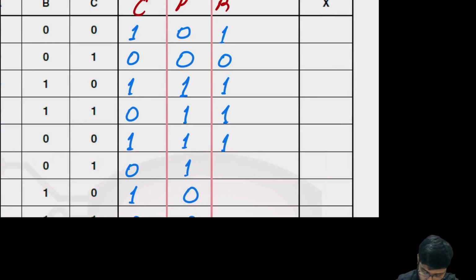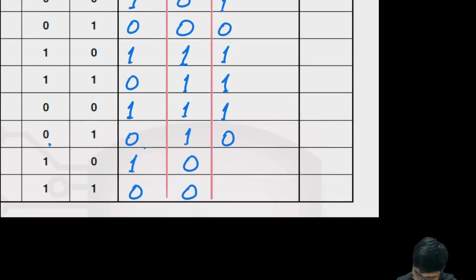For 0 0, it's a 0. For 1 1, it's a 1. For 1 0, it's a 1. For 0 1, it's a 1. For 0 0, it's a 0 this time. For 1 1, it's a 1. And for 1 0, it's a 1 once again. So this is how you are going to do this part.